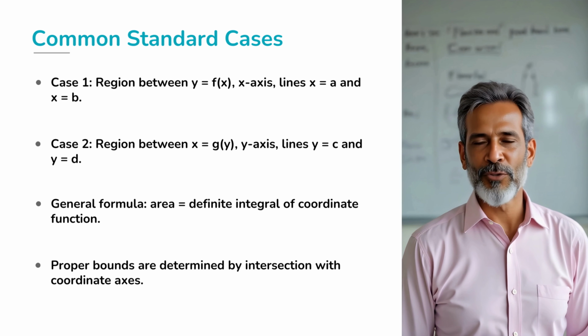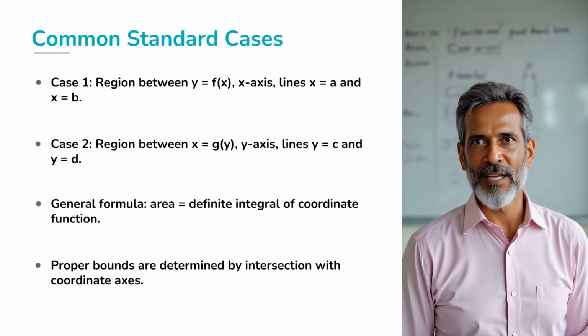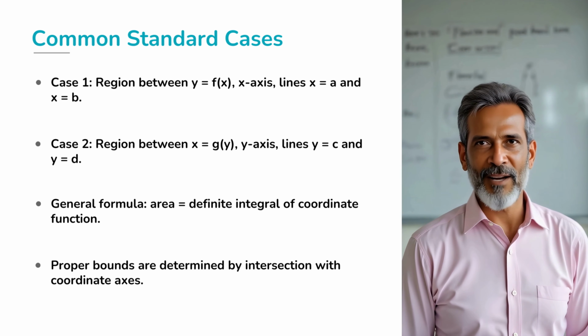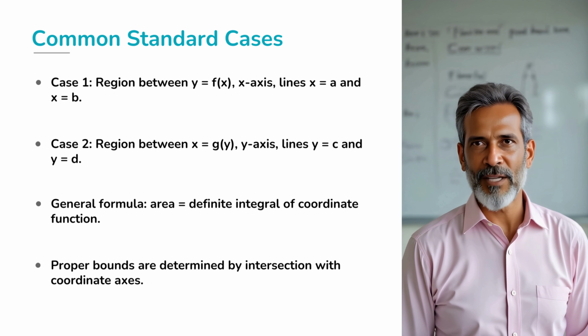Let's outline the two most standard cases. Case 1, area between y equals f of x, the x-axis, and vertical lines x equals a and x equals b. Case 2, area between x equals g of y, the y-axis, and horizontal lines y equals c and y equals d. In both cases, the idea is the same. We integrate the defining function with respect to the chosen variable. The boundaries a, b, c, and d are decided by the points where the curve meets the axis.